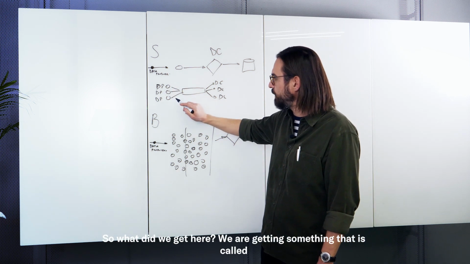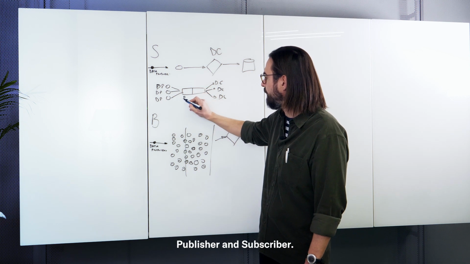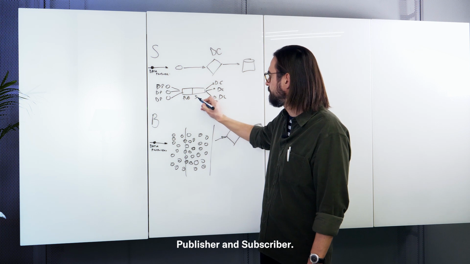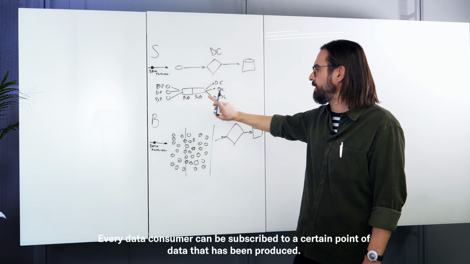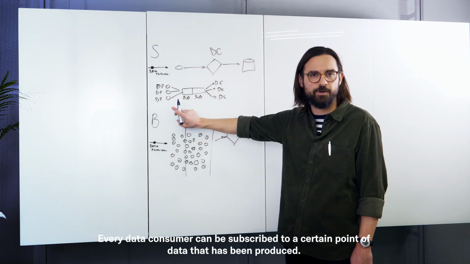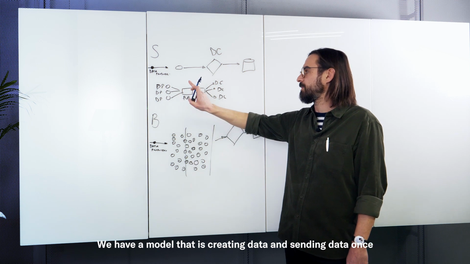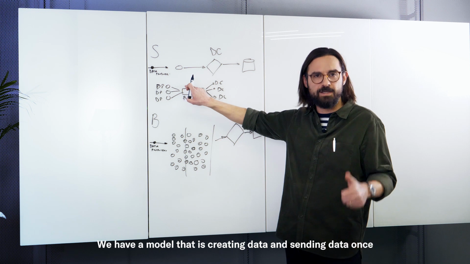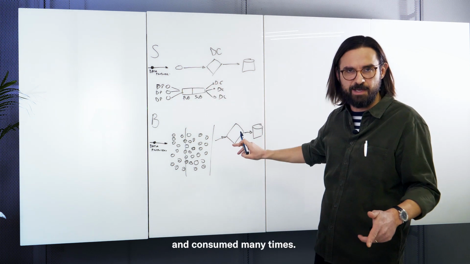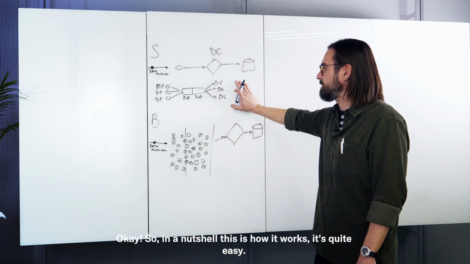So what did we get here? We are getting something that is called publisher and subscriber. Every data consumer can be subscribed to a certain point of data that has been produced. So we have a model that is creating data and sending data once and consumed many times. Okay, so in a nutshell, this is how it works.